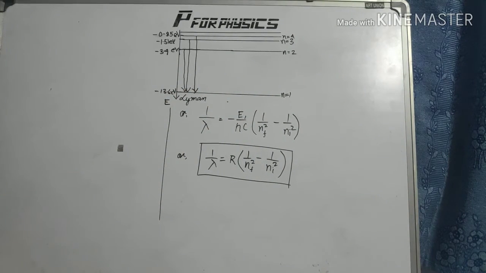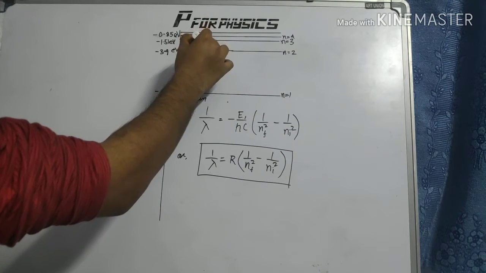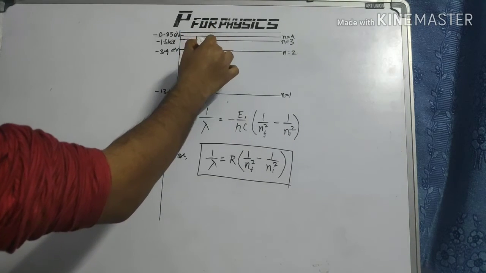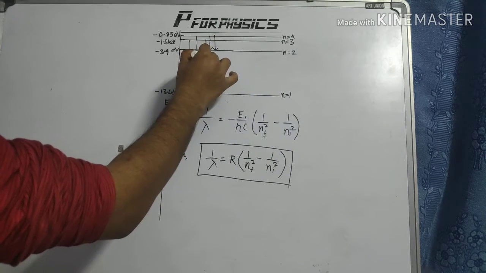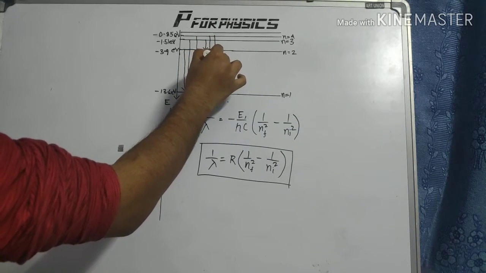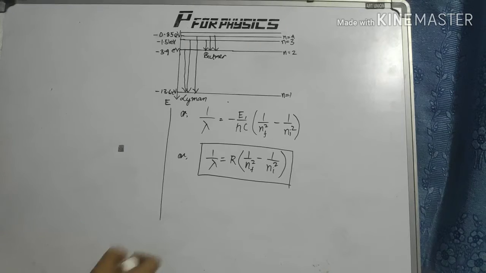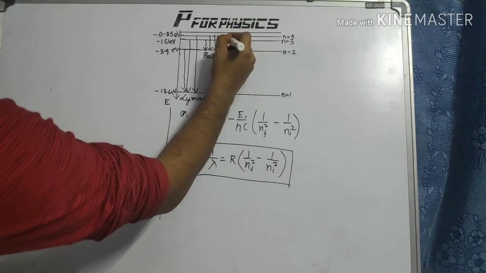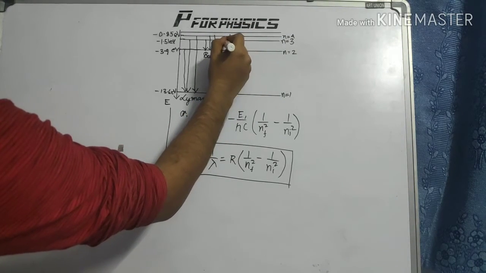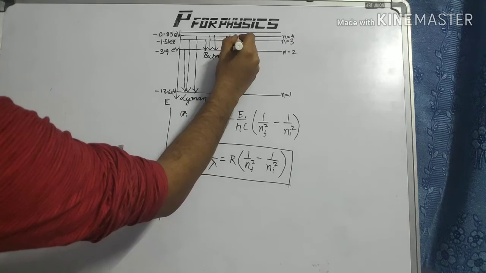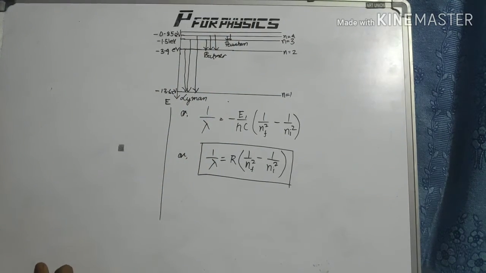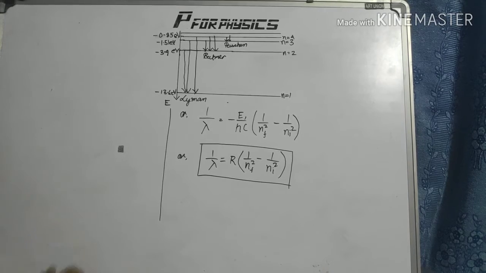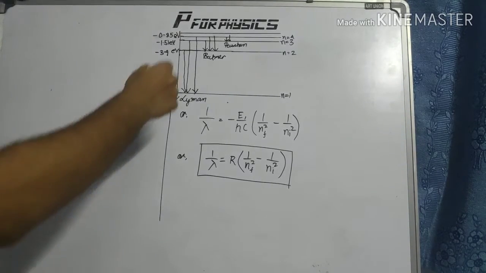And similarly, if the electron jumps to the second level, second state, from any of the higher, it will be called Balmer. Similarly, the next one would be called Paschen, and it goes on and on. Now you need to find the different wavelengths for different members of each series.